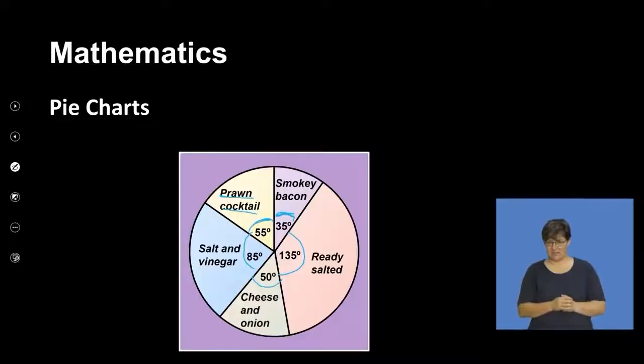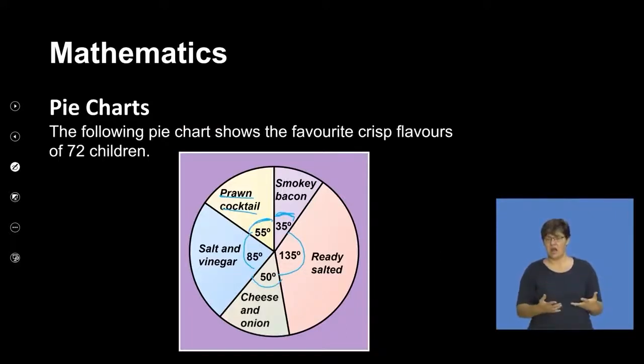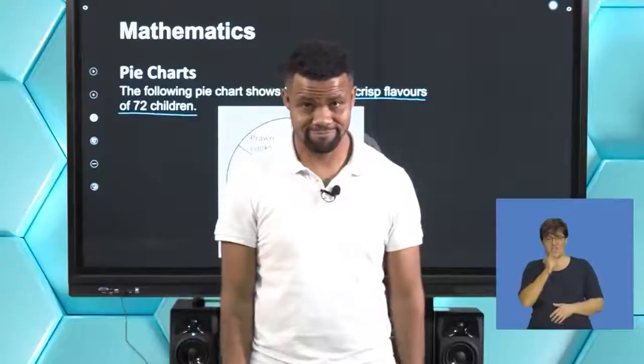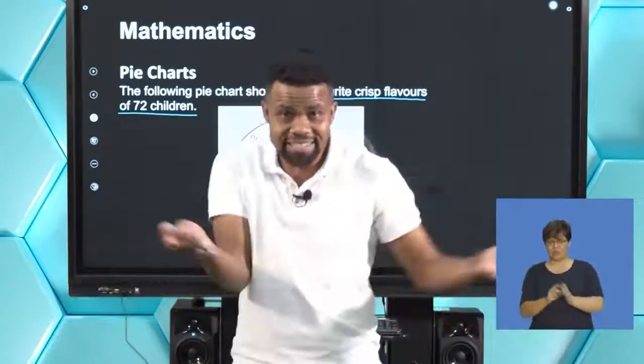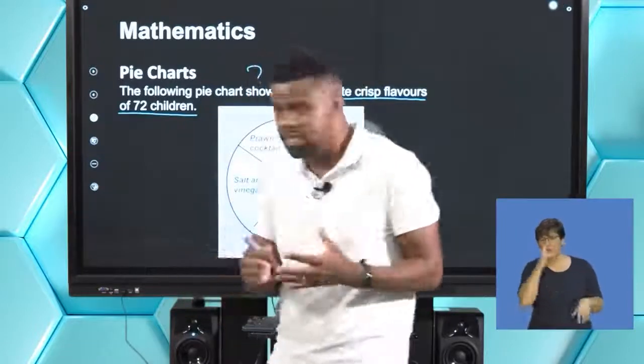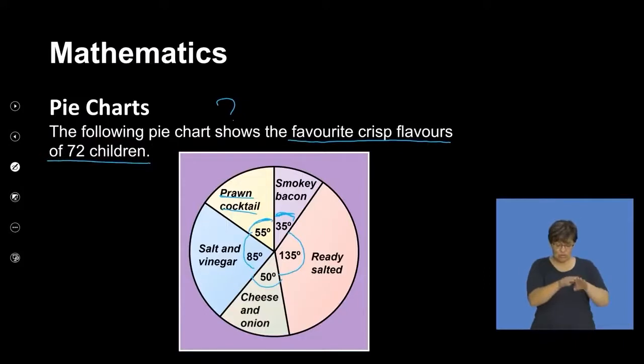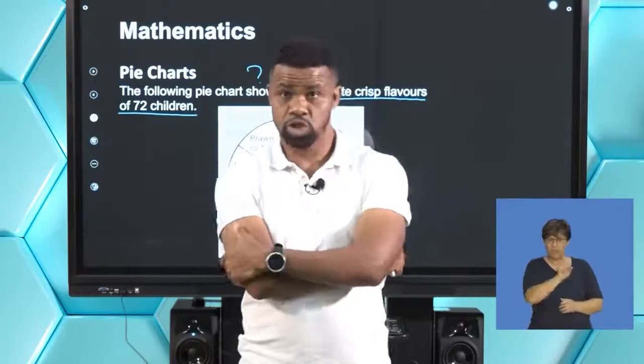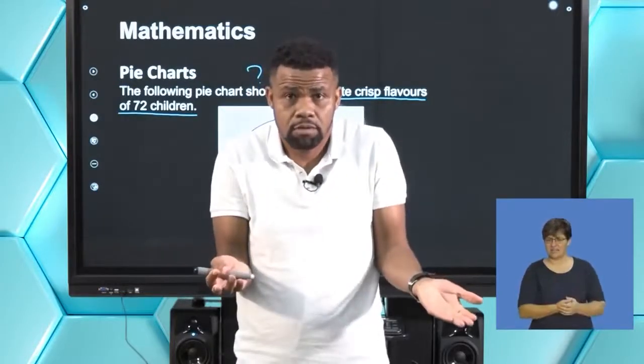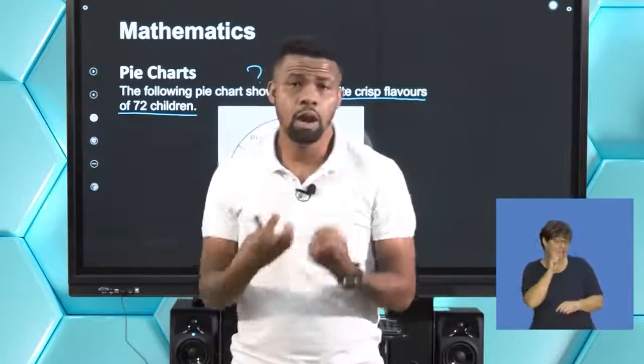Okay, but let's see what is required of us. So this is a pie chart. The following pie chart shows the favorite crisp flavors for 72 children. Now we have more information. Representing data without some more info, what does it mean? I can conclude whatever I conclude. So this is specific to 72 children. A survey was taken. Then what? Is there a question? There are many questions we can answer. It depends. So let's see what we have to answer.